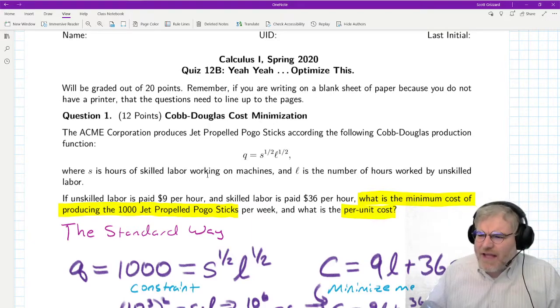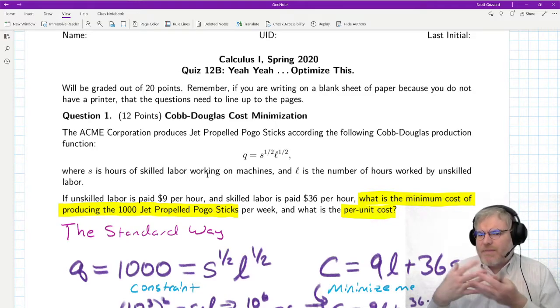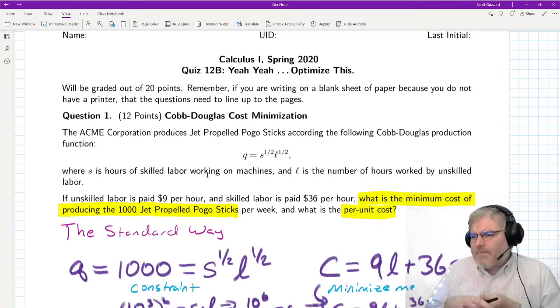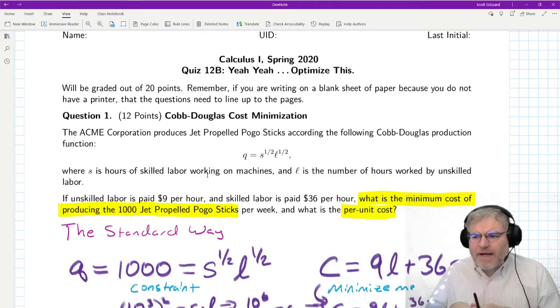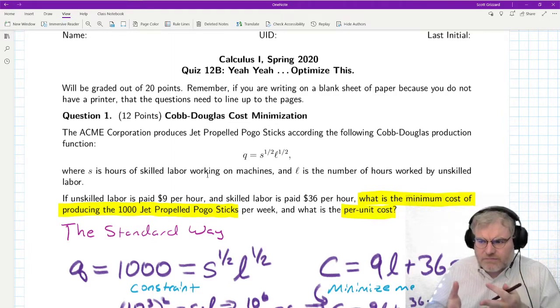So how do we feel now about the setup? This idea that I'm going to produce some amount, and I want to know what the minimum cost is for producing $1,000 of jet-propelled pogo sticks per week. Okay. So we feel a little better about the situation. That's what it seems to be. Somewhat.